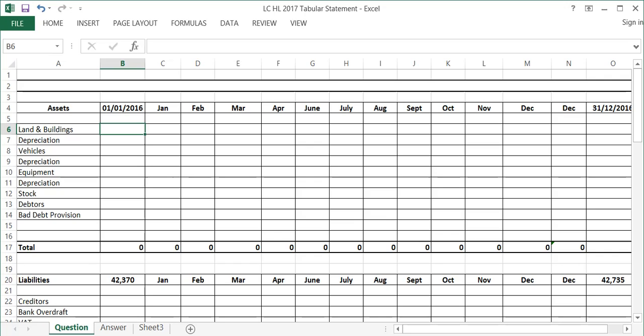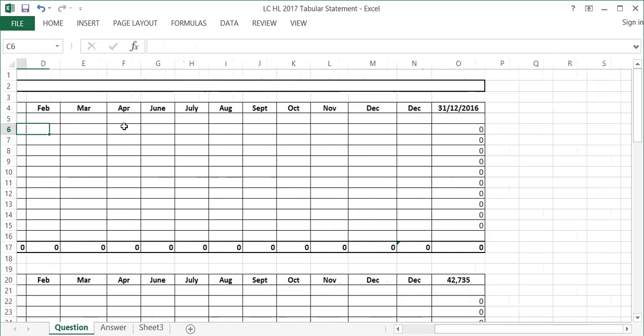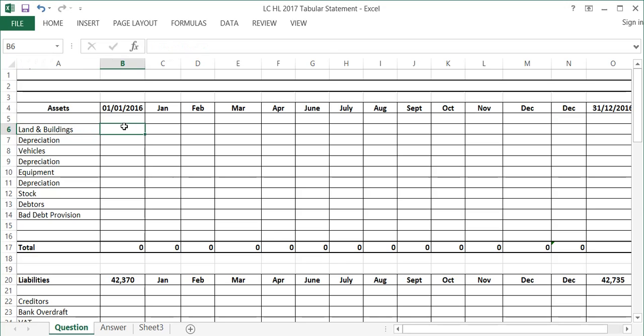Hi, today we're going to have a look at the 2017 Leaving Cert Higher Level Accounting Tabular Statement question. I suppose the first thing in this question is the layout. You will need a column for each month in the question here and two columns for December. You'll need a column for the opening balances, a column for the closing balances, and a column for the written work. To start off the question, you have to print the opening balances from the balance sheet.